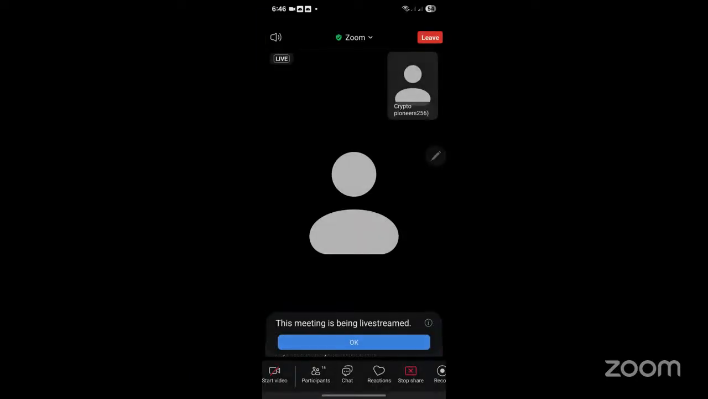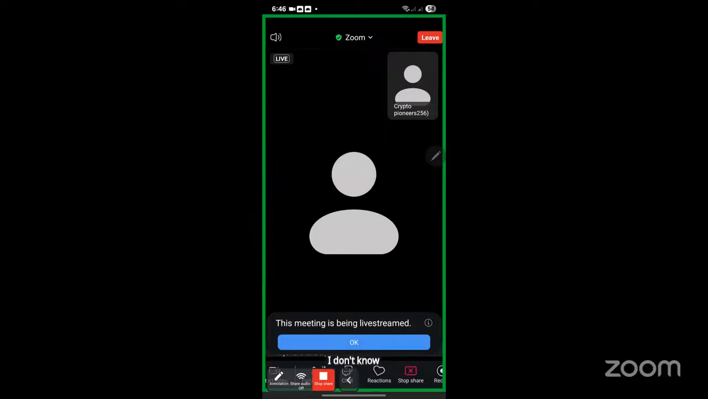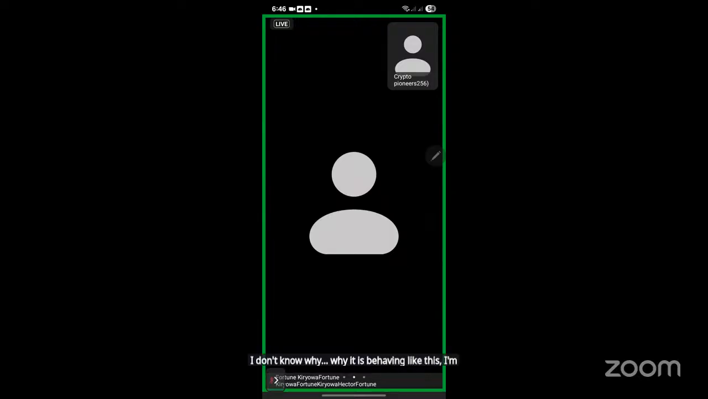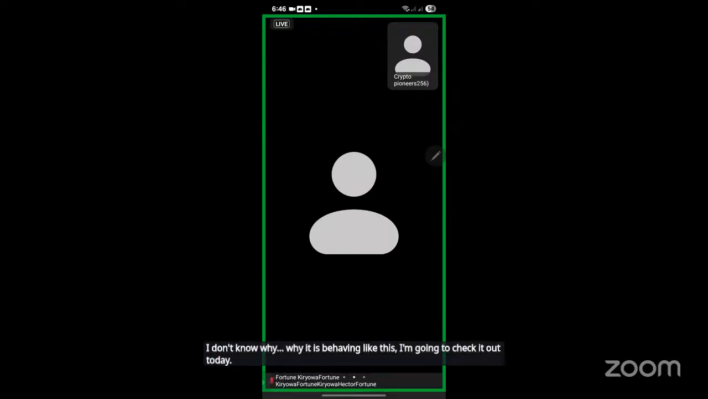I'm sorry for that, but I'm also not figuring out why my phone is behaving like this. I don't know why it is behaving like this. I'm going to check it out today. Unfortunately, how are you?